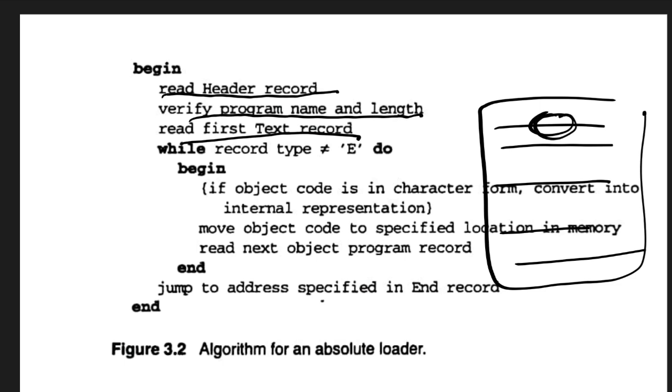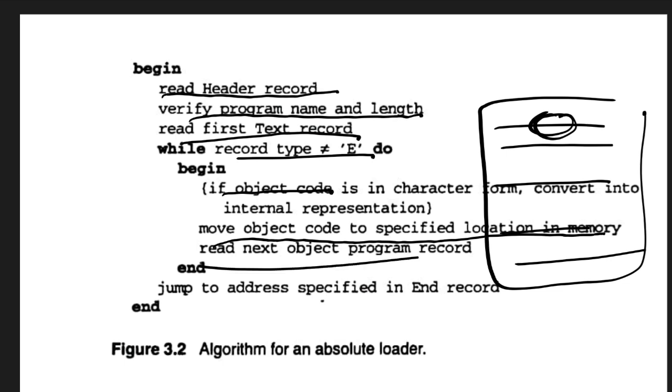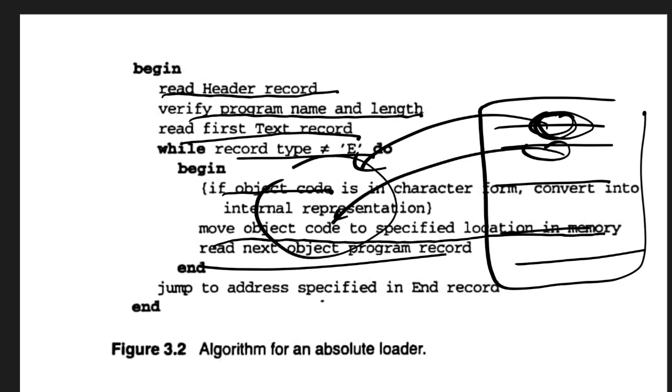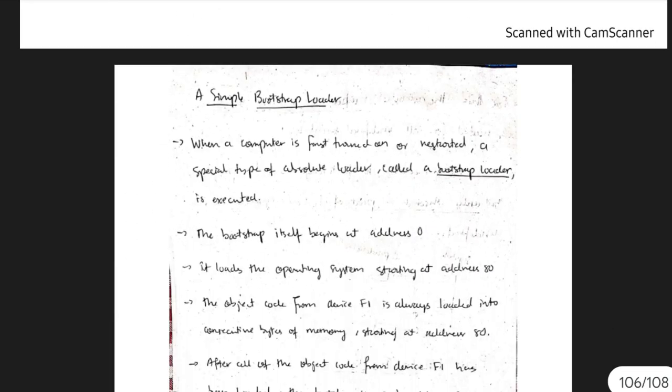Read the first text record, and if it's not empty, and it's in object code, then move the object code to the specified location in memory, then repeat it. That's all. If it's in the object code, transfer it into the memory, and read the second one, transfer it into the memory, unless it is empty. Then we will be coming out of it. That's what the algorithm for the absolute loader is.